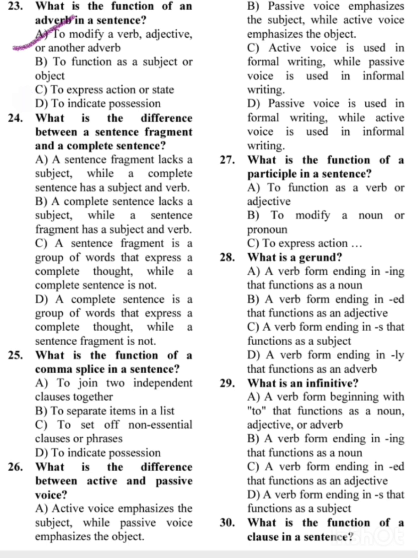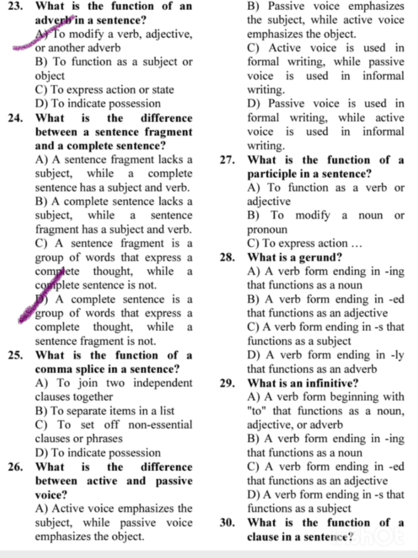Then moving on to the 24th question. What is the difference between a sentence fragment and a complete sentence? Here, if we carefully observe, option D is the correct answer. A complete sentence is a group of words that expresses a complete thought, while a sentence fragment is not. A sentence fragment is just a part of a sentence. A complete sentence can provide one complete sense or meaning.